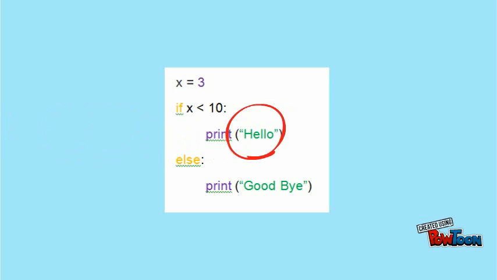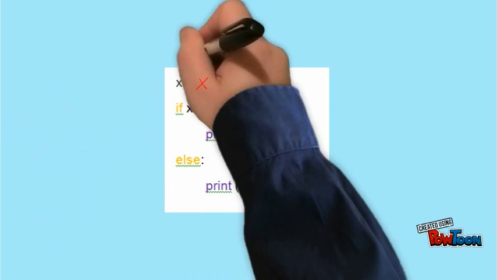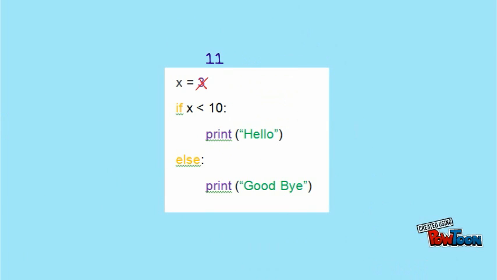If the value of x was 11, the computer would then display goodbye, because x is, well, you got it, x is greater than 10. So the statement would be false.